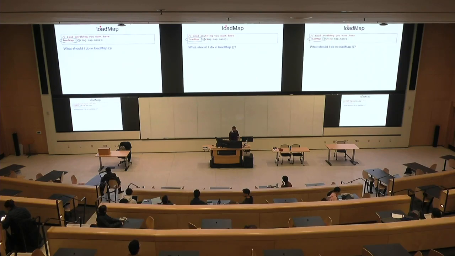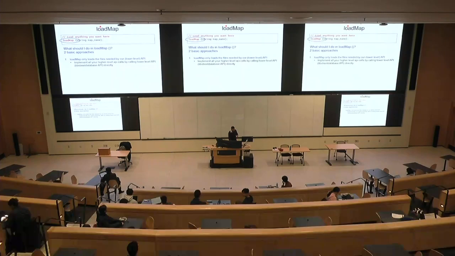There are two approaches to this, okay? One is just load the map by calling the lower level API function that loads that map. For example, in Street Database API, it's called load street database, and you will pass to it the path to the file that you want to load, okay? And then basically you will implement all your higher level API functions, which are listed in the M1 handout, by calling the lower API levels over and over in each single function.